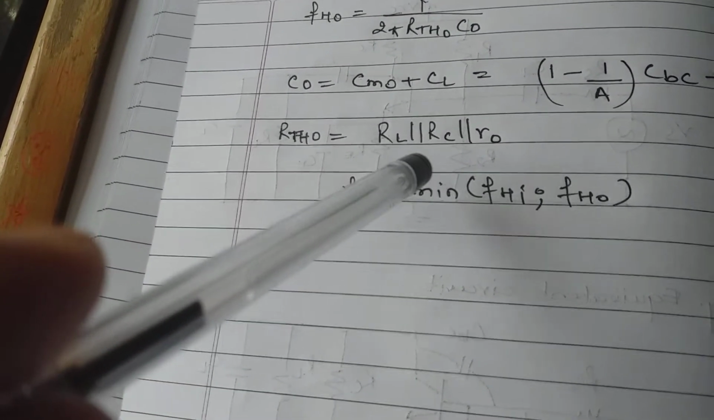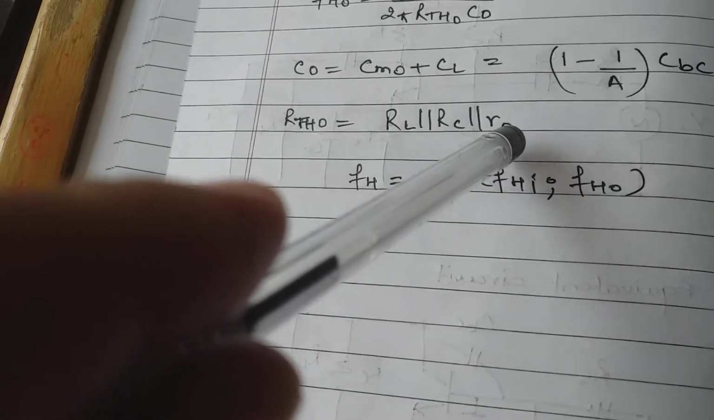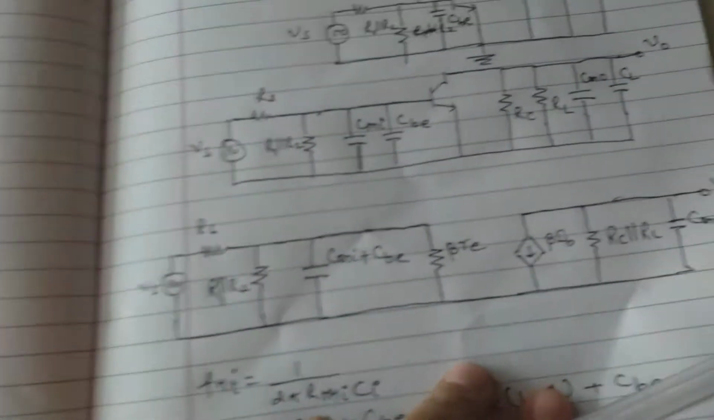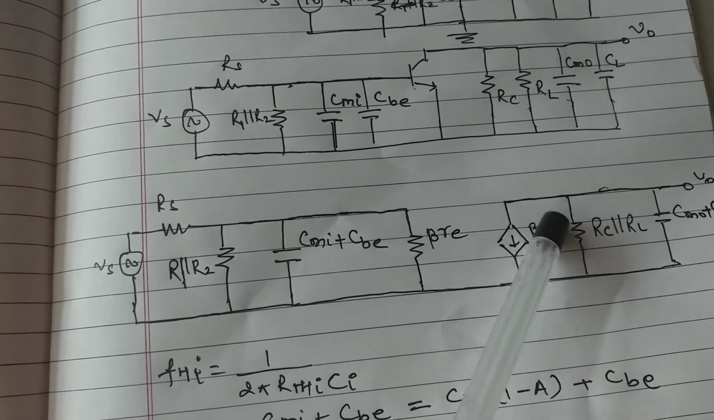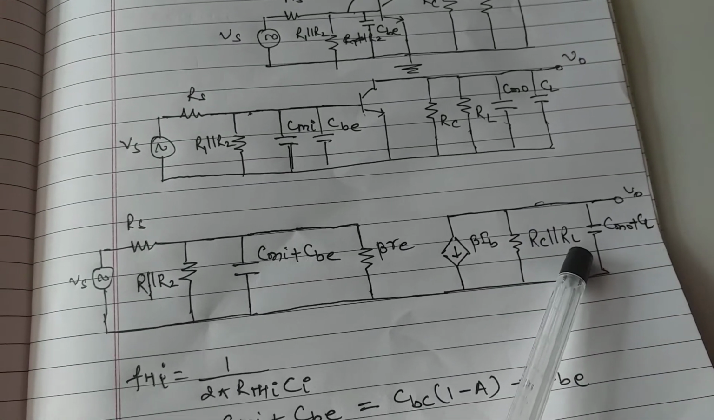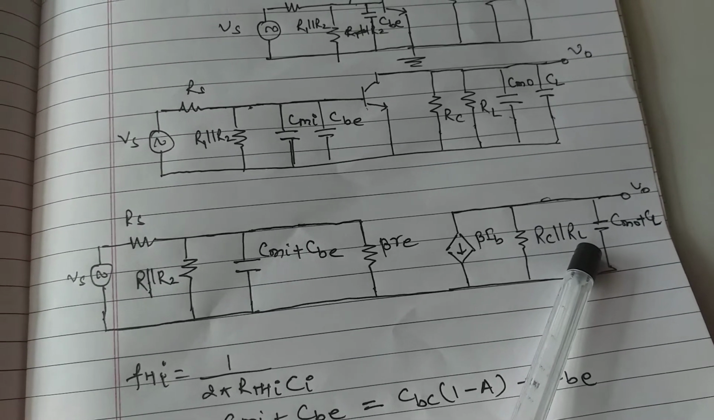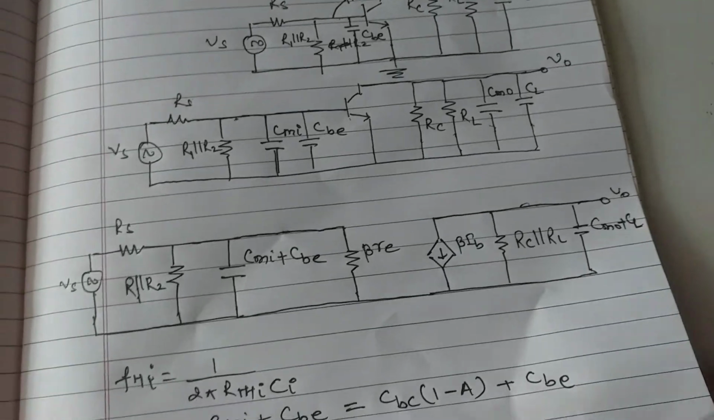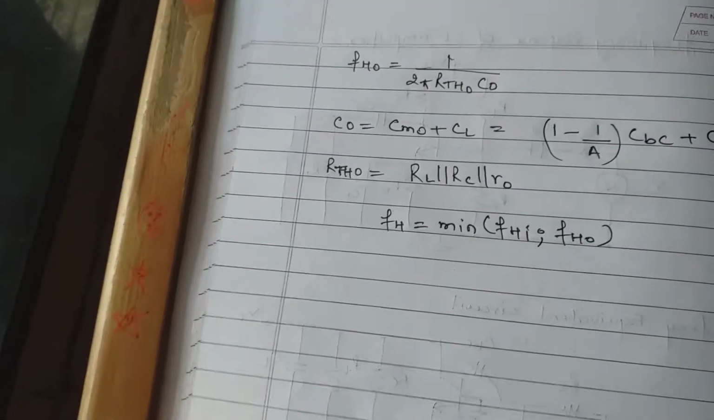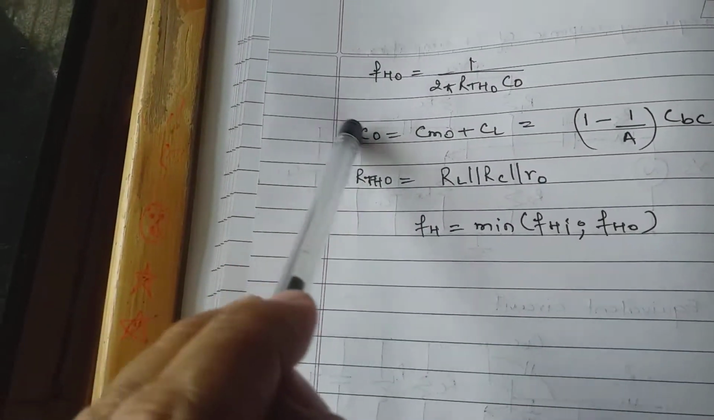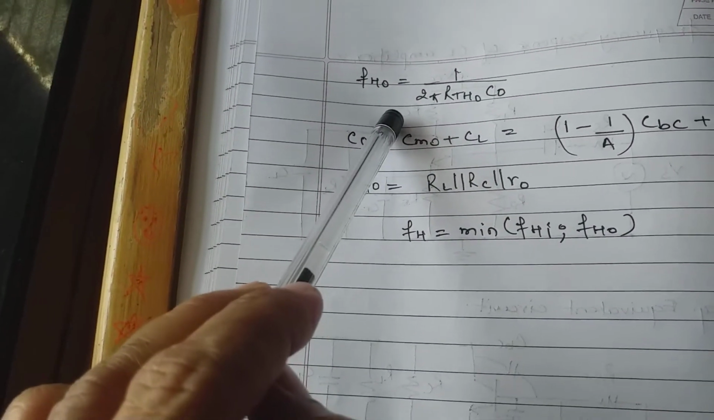RTHO is equal to RL parallel RC parallel RO, small RO. If it is given in the numerical, then you have to consider it, which is the internal output resistance of the transistor, which will be in parallel with this. So this will be RC parallel RL, which is RTHO, and CMO plus CL is CO. So this we got. In this way we will be getting the value of output frequency.